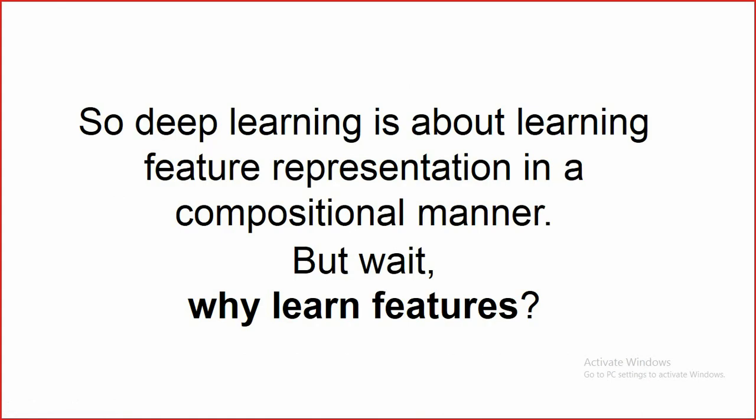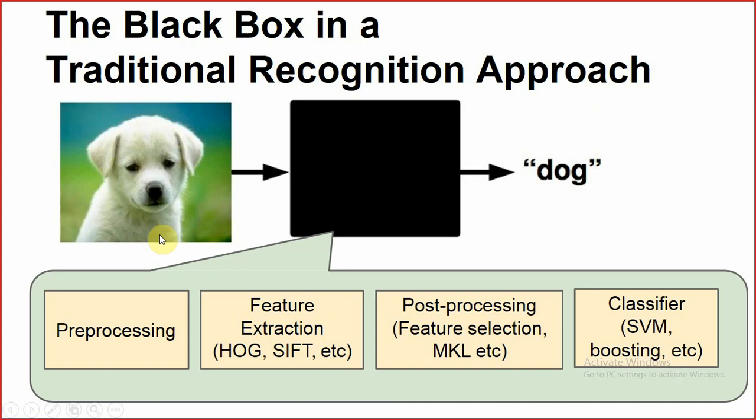So deep learning is about learning feature representation in a compositional manner. Why learn features? We have to learn some features in order to perform classification. Till now, with the traditional machine learning approaches, we have to perform all of these steps: pre-processing, feature extraction like HOG, SIFT, LBP, or other ones. Then we should perform some feature selection, for example, and finally we give it to a classifier like SVM.